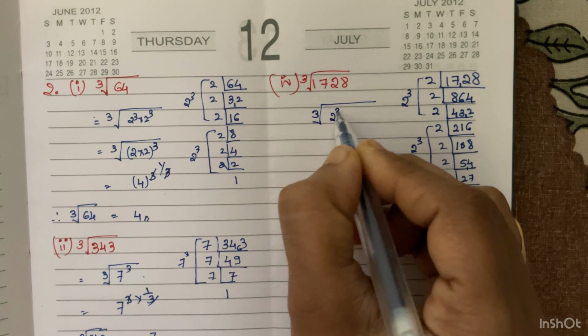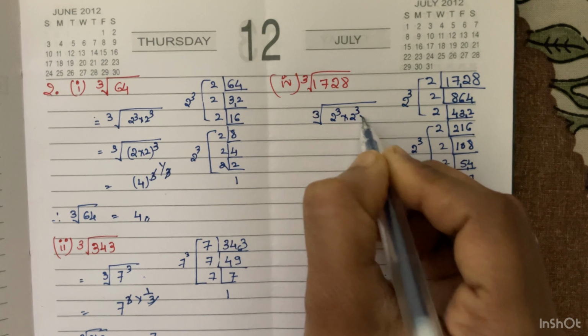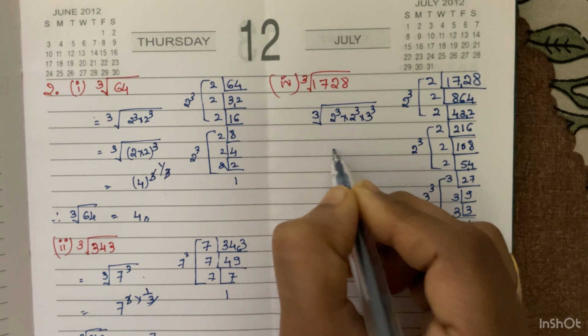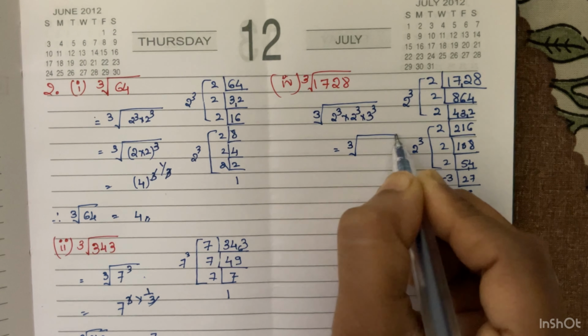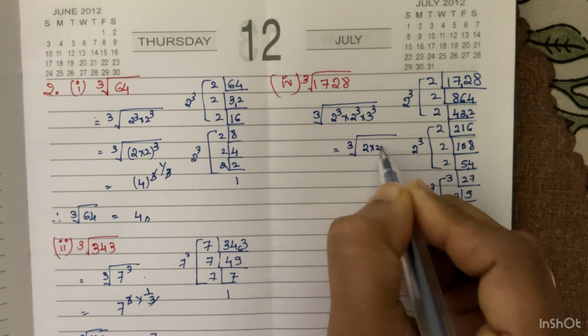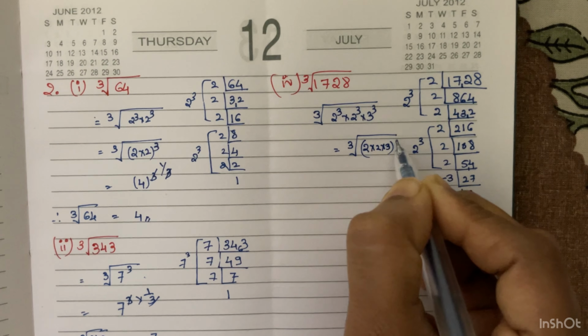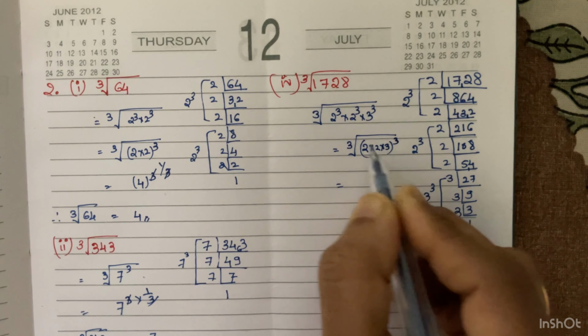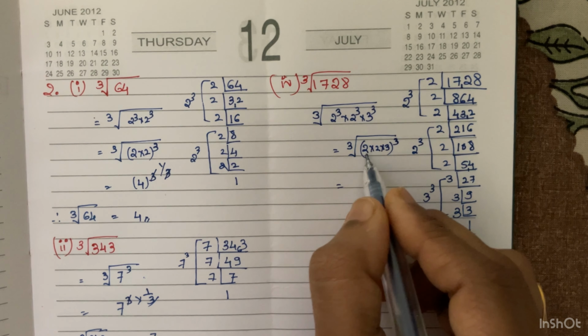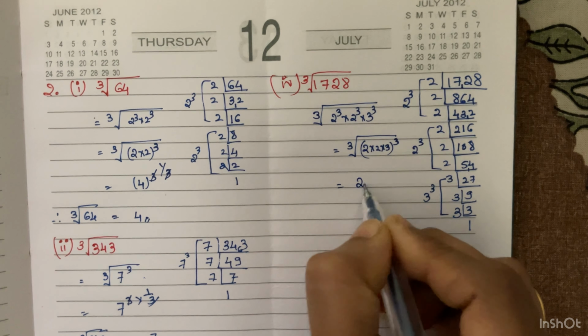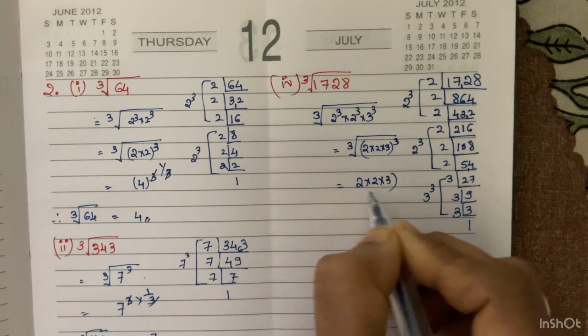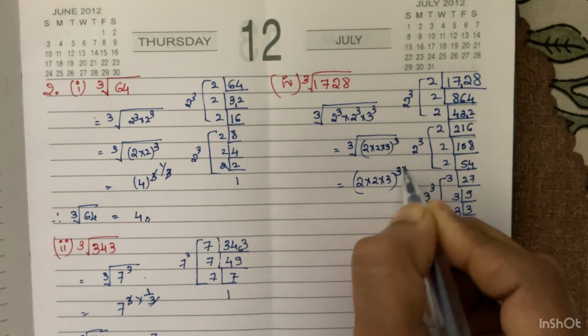1728. So I'll write 2 raised to the power 3, 2 raised to the power 3 into 3 raised to the power 3. Since all the powers are the same, let me take a common. So I'll get 2 into 2 into 3, put it in a bracket, and raised to the power 3. Okay, now let me open this cube root. So I'll get 2 into 2 into 3 raised to the power 3 into 1 by 3.